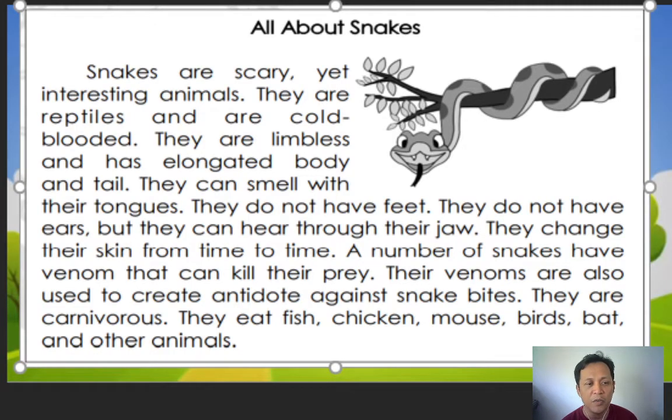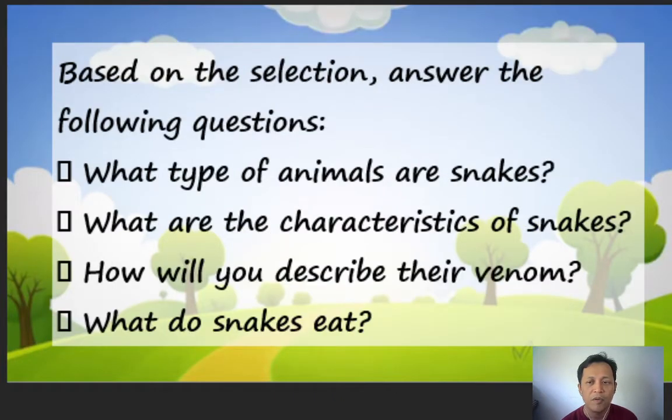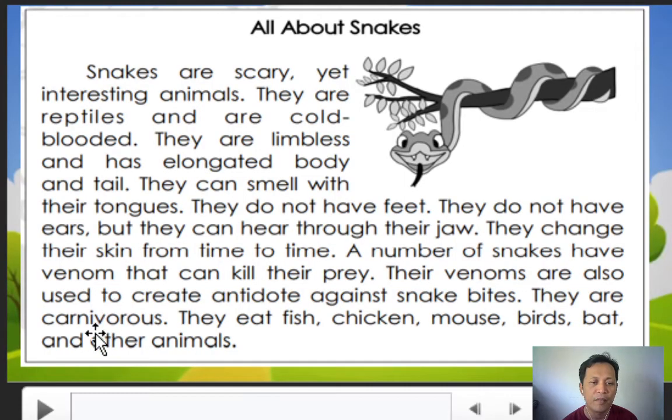Now for the third question we have, how will you describe their venom? Some snakes have venoms that can kill their prey. Say for example, the Philippine cobra. It is one of the most venomous snakes. It could kill the animal or the person that it bites within minutes. That's how powerful the venom of the Philippine cobra is.